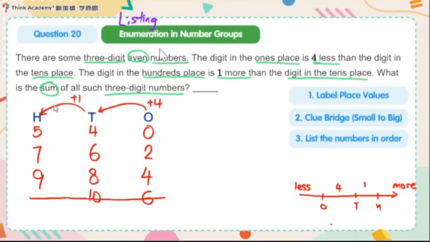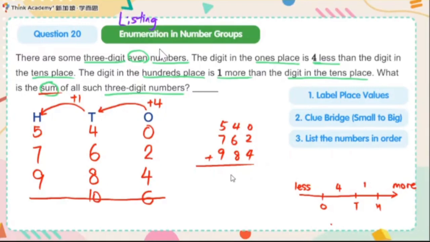And the final step is to find the sum of all such 3-digit numbers. Right, addition, pretty simple. Okay, pretty foundational. You should be able to do this. Make sure you do your calculations carefully. You wouldn't wish to end up doing the last step wrong.